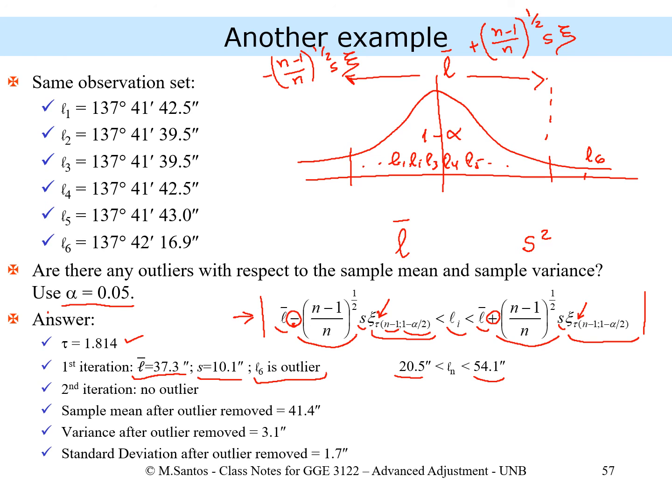Then we remove the outlier. We compute a new value for the mean and a new value for the variance. We then perform the second iteration, and there is no outlier. So here we have the final mean, final variance, and standard deviation.